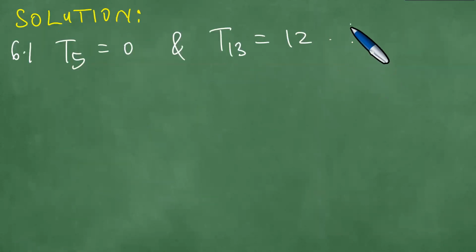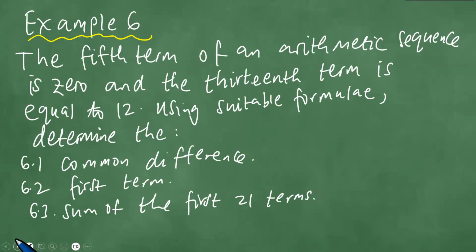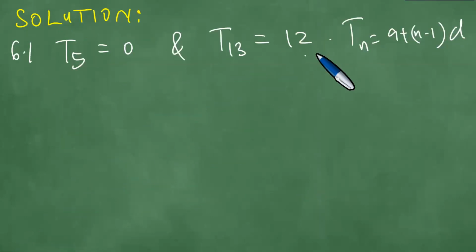Okay, a couple of things we know, like we know our Tn formula. Is it 13 or 30? Let's check. It's 13. The 13th term is 12, which means 13th means n is 13, so T13 is 12.